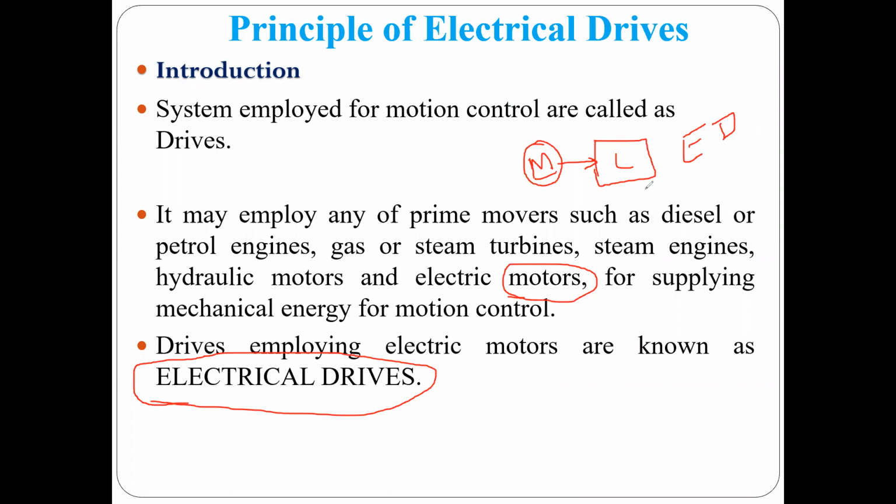Here the load can be operated with the help of a number of machines, maybe a petrol engine or diesel engine or steam turbines, steam engines, hydraulic motors, and so on. But if we are using only electrical motors to control the motion of this load, to control the speed of this load, to control the velocity of this load, that drive can be called an electrical drive. If the system is employed with electrical motors, it is called an electrical drive.